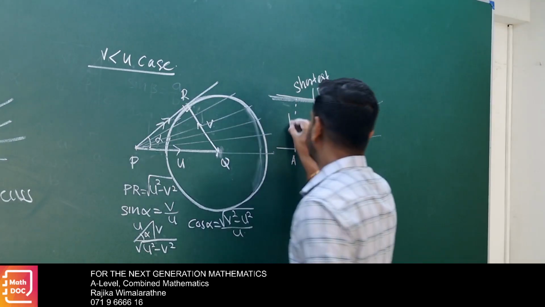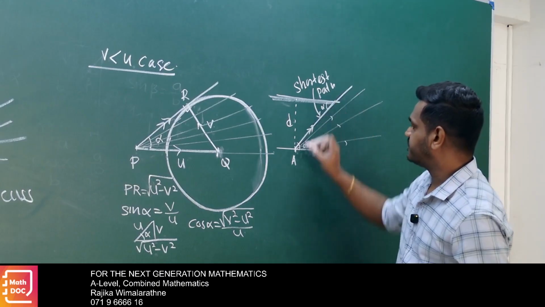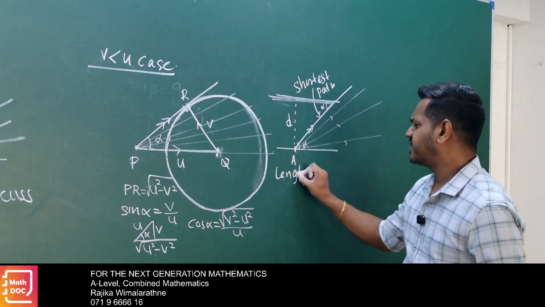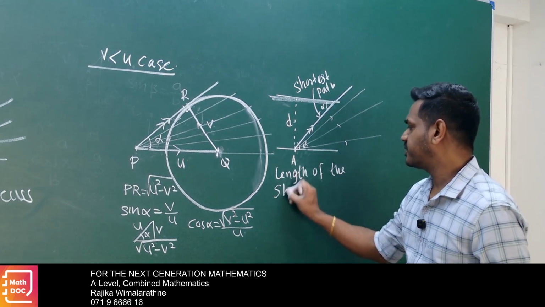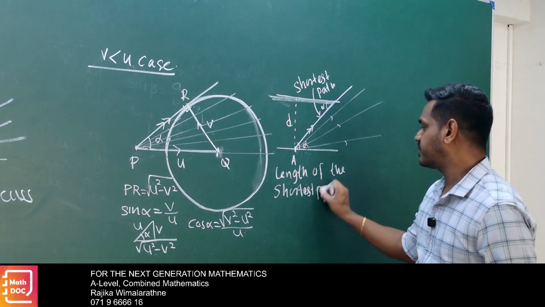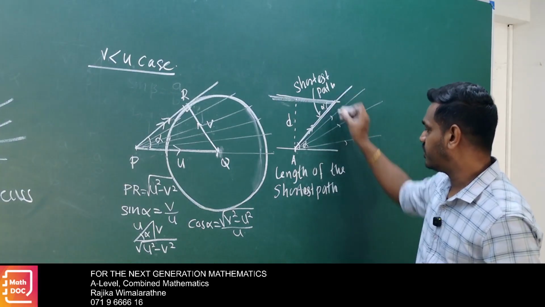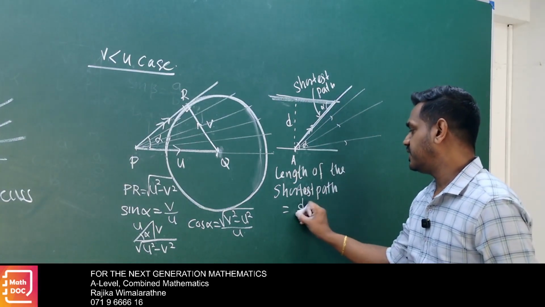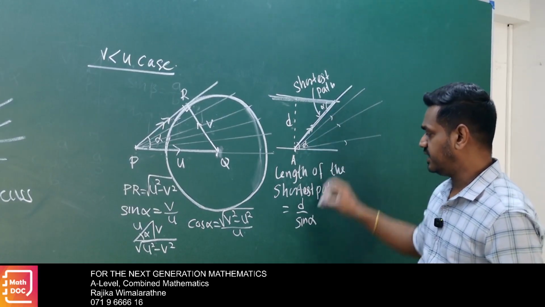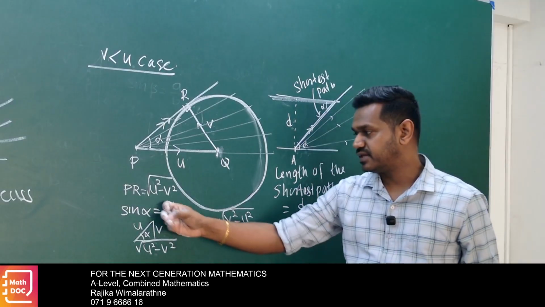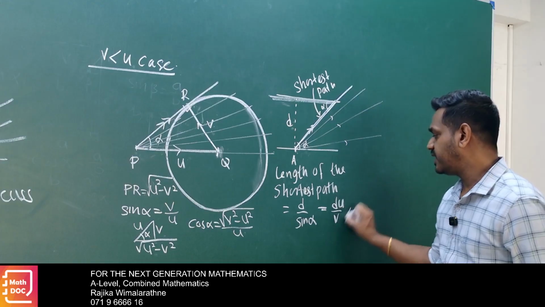Then here we know the breadth is D. Here angle alpha. Then the length of the shortest path: here D and angle alpha, no, then this length will be D over sine alpha, no? Then you find sine alpha, that is V divided by U, so D U divided by V. Then here is the length of the shortest path.